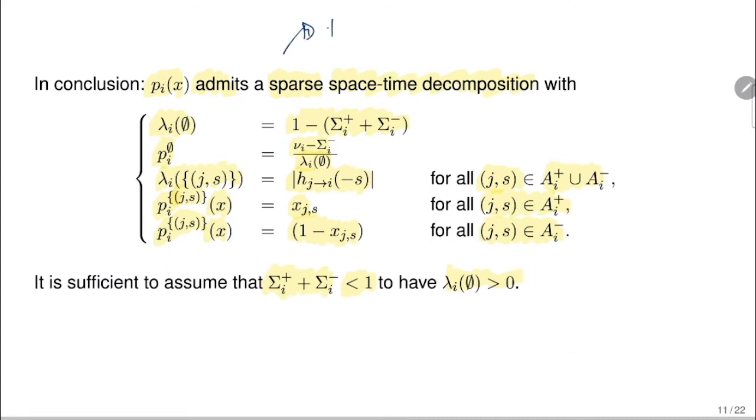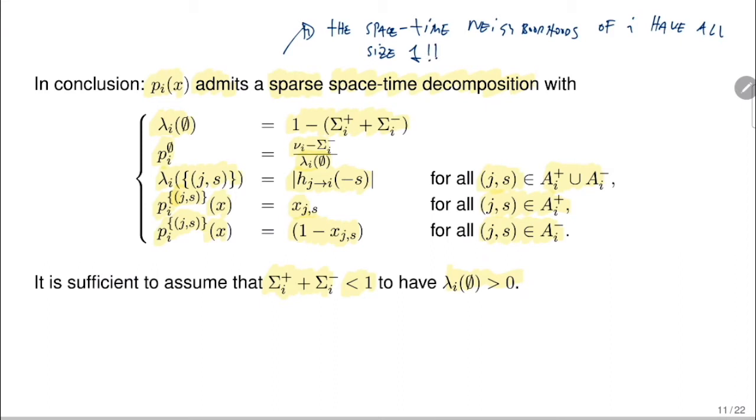the space-time neighborhoods of I have all size 1.